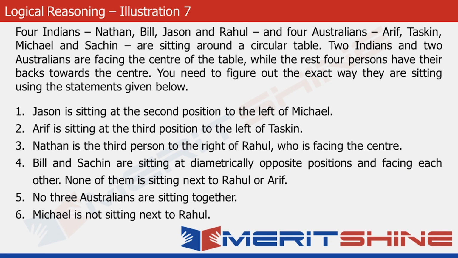The problem here mentions 8 individuals, 4 Indians and 4 Australians, who are sitting around a circular table. 4 of them, 2 Indians and 2 Australians, are sitting in a regular manner, that is, they are facing the center of the table, whereas the rest 4 people are sitting in a rather awkward manner in the reverse direction, that is, their backs are facing the center of the table. With the help of the 6 statements given here, we need to figure out their exact seating arrangement.